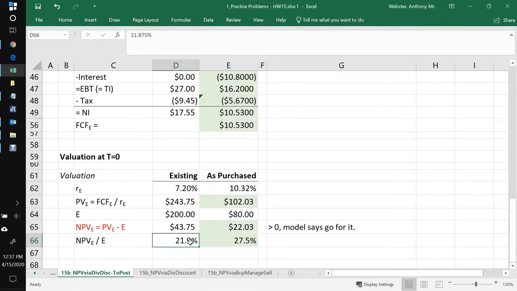So as we've said before in the class, it's really true. If a project is worth doing, it's worth levering. Okay, that's it for this problem. We'll pick up with another problem in just a second.